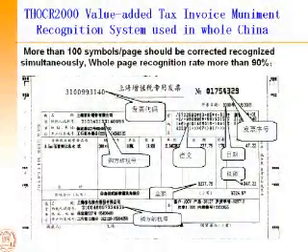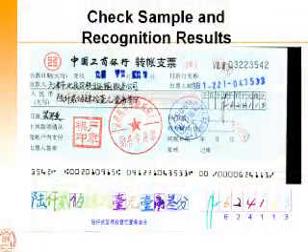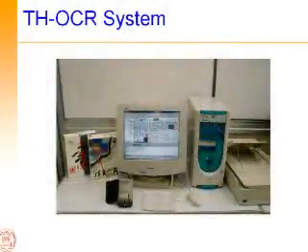So this system can guarantee the government financial income. Now this system is widely used in the whole of China. The recognition rate is more than 90%. This is also some check, handwritten Chinese character and numeral recognition. This is the system hardware.